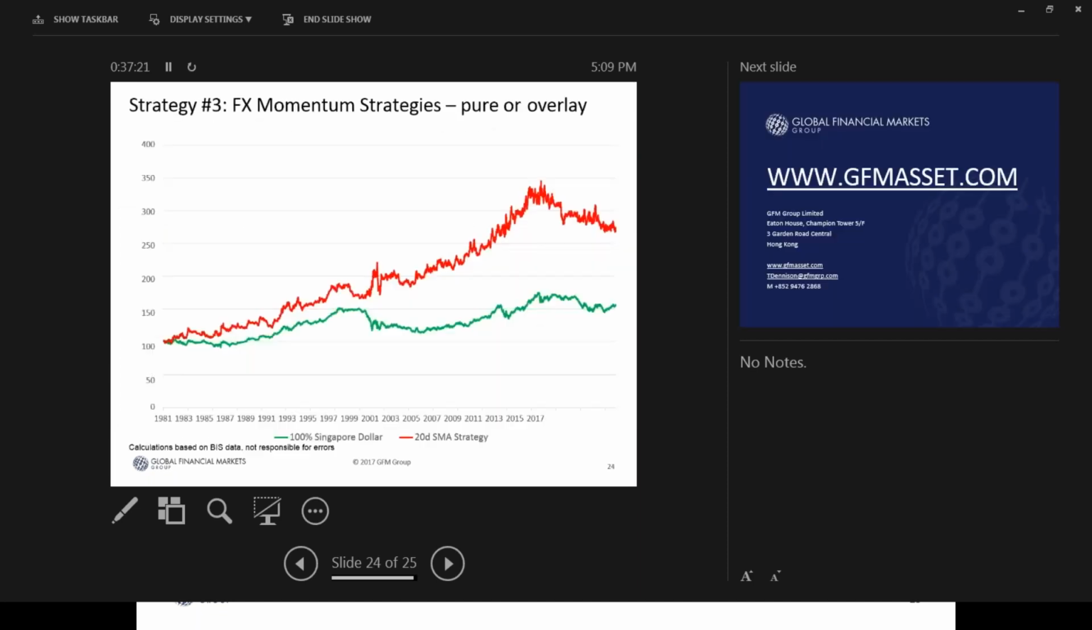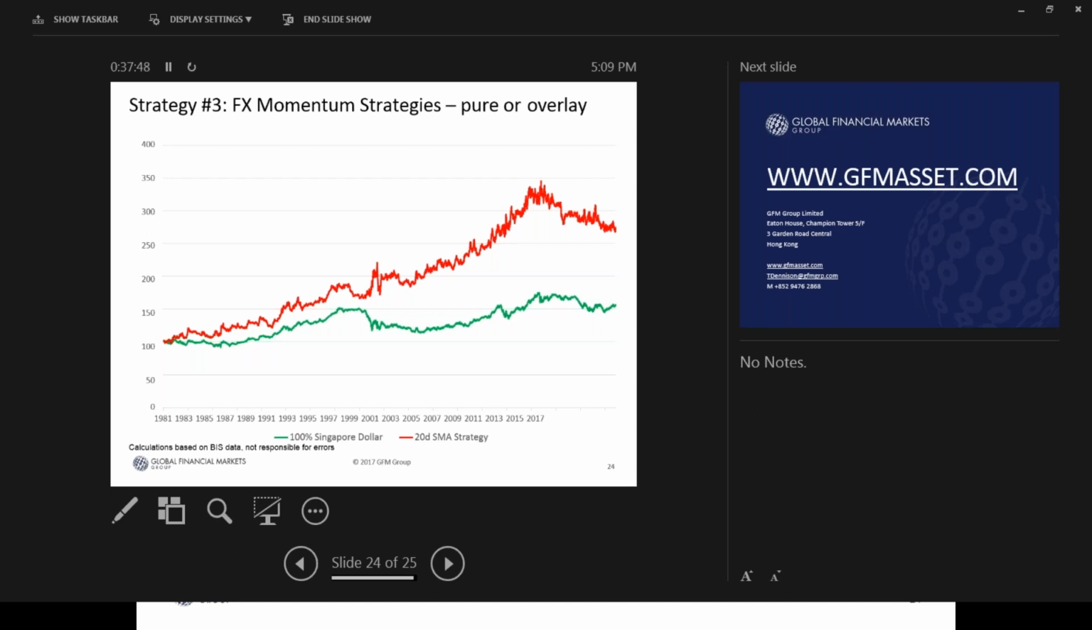Strategy number 3 is a standard FX momentum strategy, and this could be done as a strategy in its own, or it can be done as an overlay. By overlay, I mean the actual money in your account is invested in other things. You've invested in stocks or bonds. Like say, we often invest in a bond strategy. But we want to separate the question of whether we buy Japanese stocks or Chinese stocks from the question of how much of our money should be in yen and how much should be in renminbi.